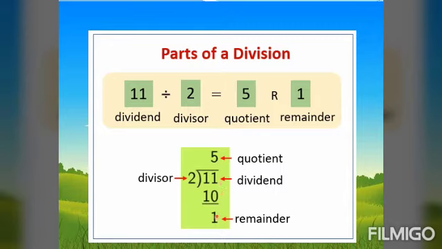Okay, so now in checking your answer, you can also check to be sure 100% with your answer. So you can multiply it. Multiply your quotient to your divisor and plus your remainder. If your answer will be your dividend 11, meaning to say your answer is correct. So 5 times 2 equals 10 plus 1 equals 11. So that is the way how we are going to check our answer, guys. So let us proceed now to the next slide.